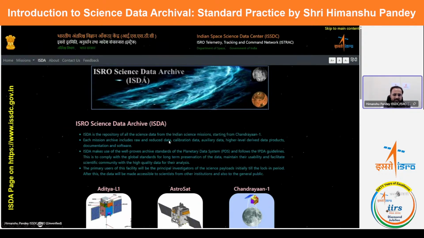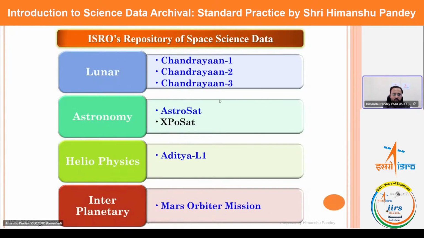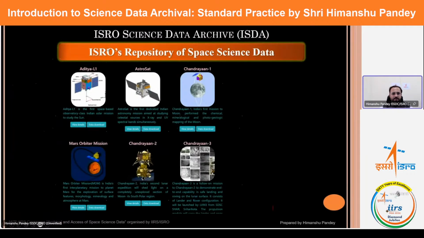Once we go to the ISDA, all our missions are listed here. You see IIRS, Chandrayaan-1. Further, if you go, as of now, the lunar mission Chandrayaan-1 is available first. Chandrayaan-2 is there. Chandrayaan-3 is also available in this. And then ExpoSat is coming this month, and new physics archival is there. Then interplanetary is Mars Orbiter Mission. Okay, so now it is the science data archive. If you see Aditya, Astrosat, Chandrayaan-1, Mars Orbiter Mission, Chandrayaan-2, Chandrayaan-3.